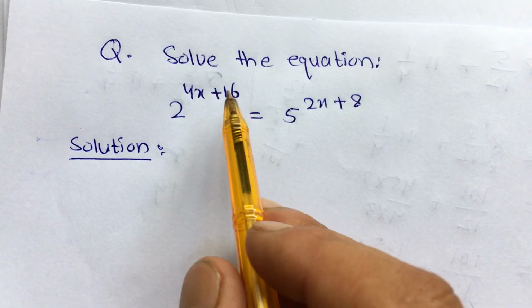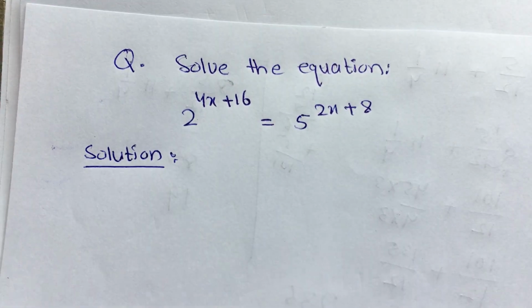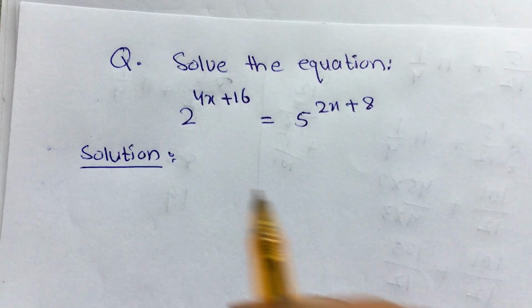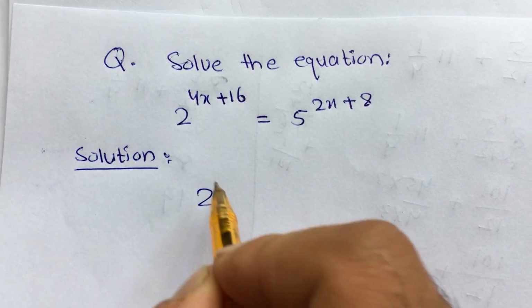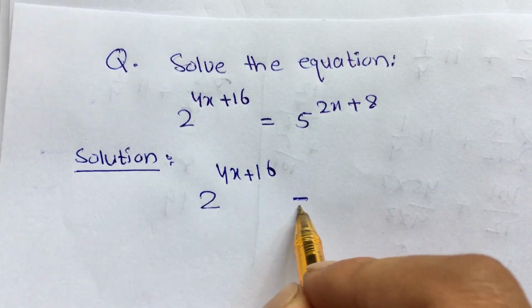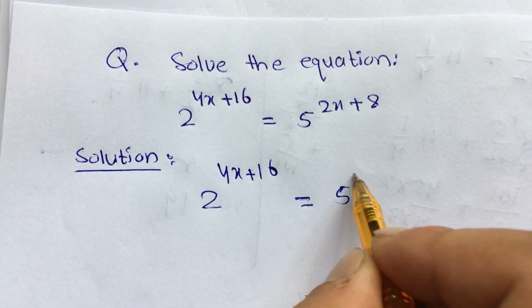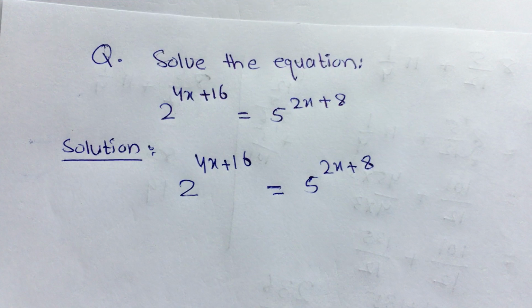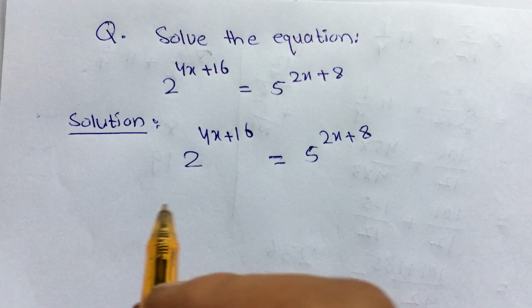In this question we have to find the value of x. What would be the value of x such that when we replace the value of x, this equation would be satisfied? So the question is 2 power 4x plus 16 equal to 5 power 2x plus 8. So let's begin the solution of this question.